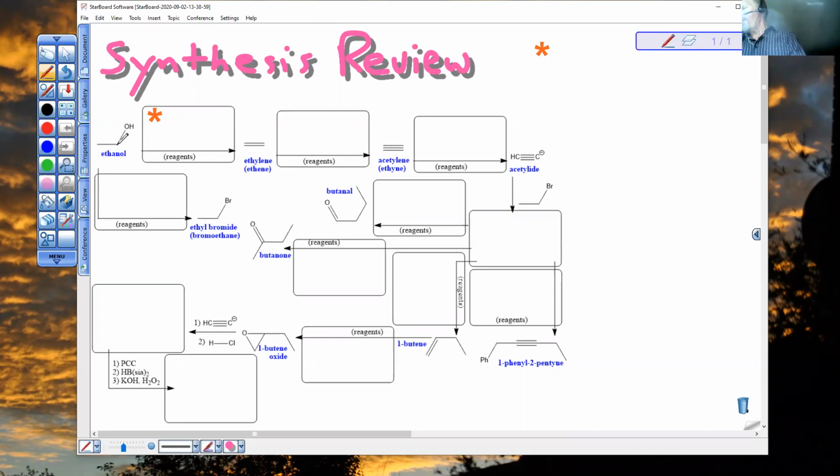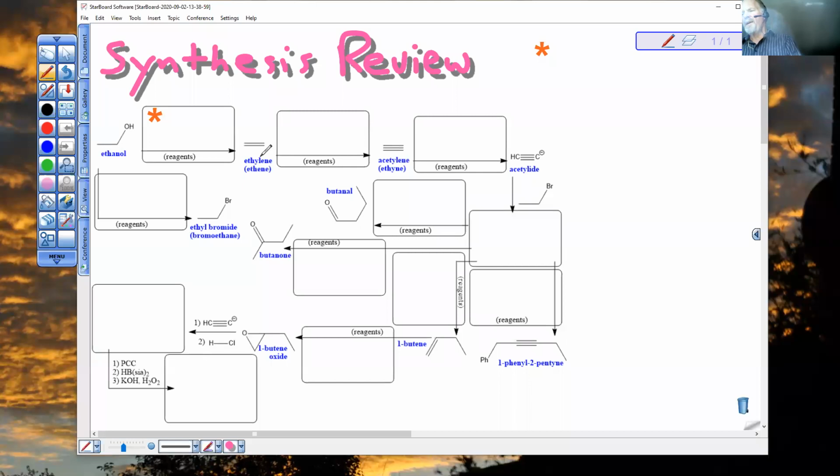I've come up with a system I hope works. I'll be working here first as indicated by the asterisk, and I'll do my work over here so I can make it big and then shrink it to the box. Ethanol needs to become ethylene.